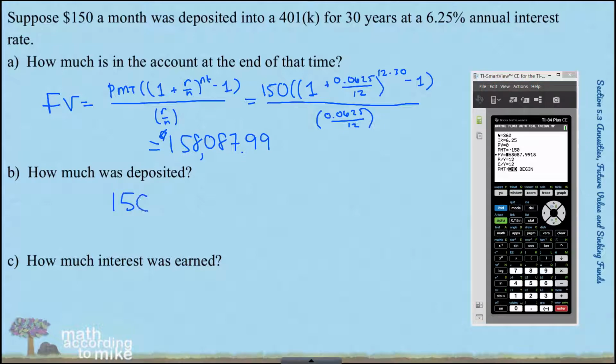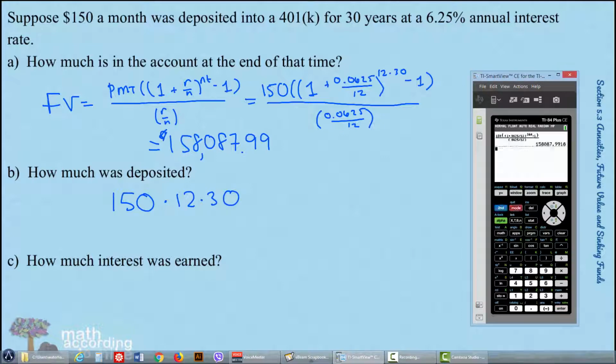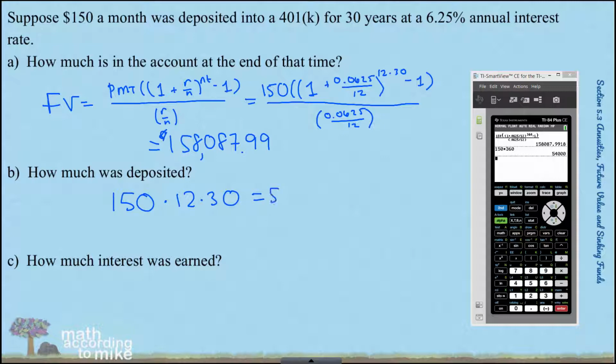Okay, how much was deposited? Well, we put in $150, 12 times a year for 30 years. I'm going to 2nd Quit out of here, and we'll type that in, 150 times essentially just 360. So $54,000 was deposited.